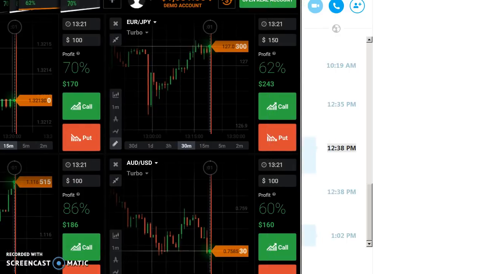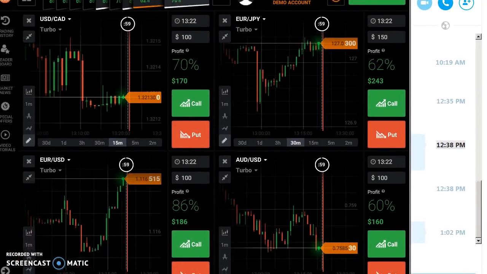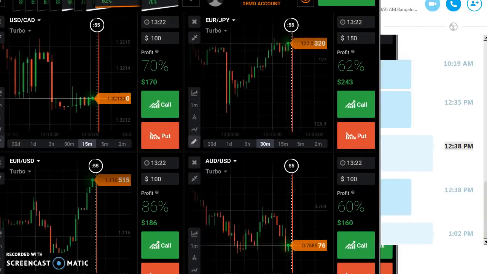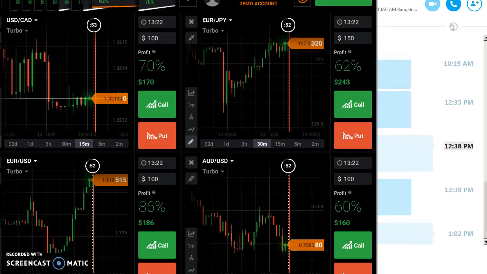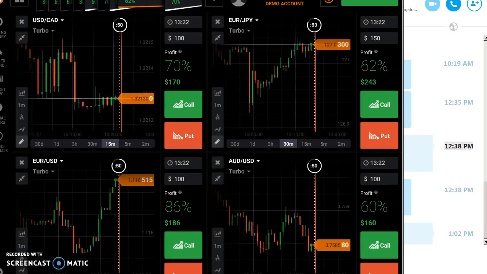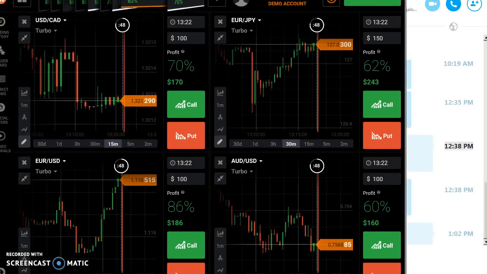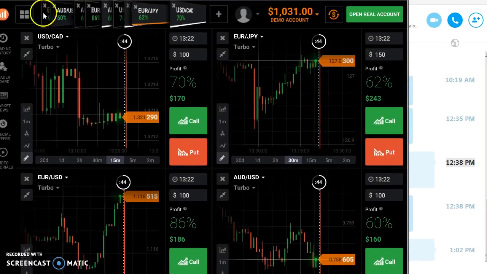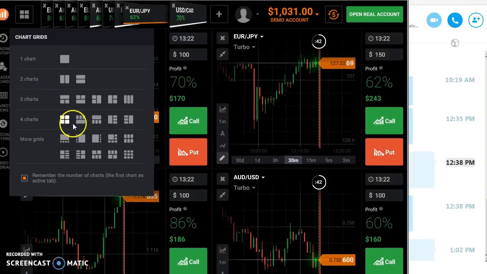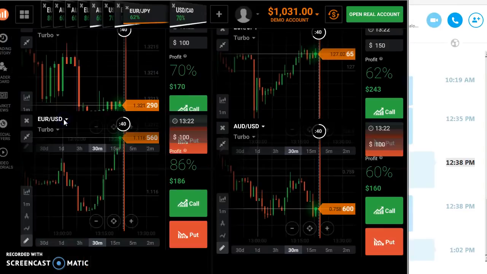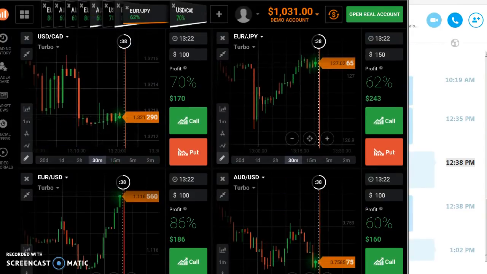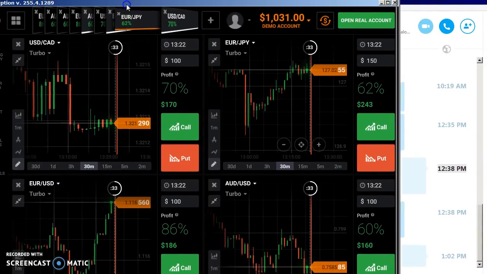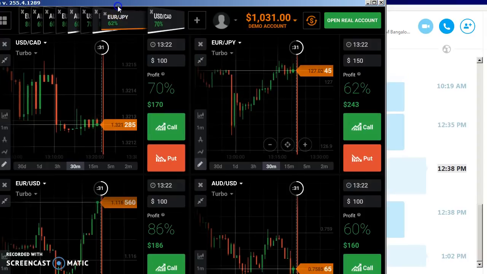Then you can get the stuff out of the way. You don't need that, you just need the chart here. I recommend just having 4. So you select this one here. You can select 4 charts. You can do more or less, but 4 is a workable number. So just get it like that.